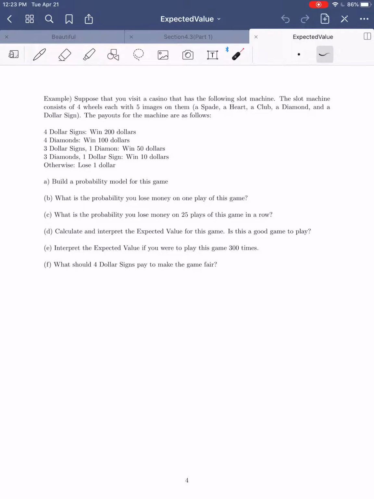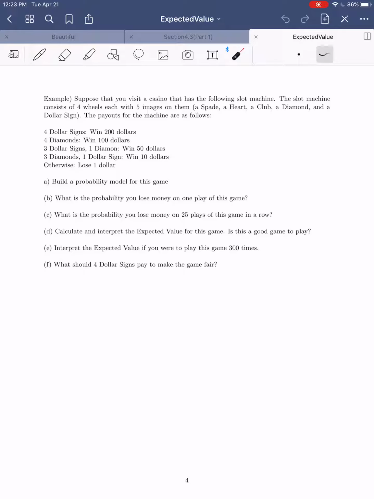In today's video, we're going to continue on with the topic of expected value. We're just going to look at a couple examples of calculating expected values and using those to determine if a game is a good or bad idea to play. The first example is based off of a very common game that can be found in a lot of casinos. It's going to be a modified example about a slot machine.